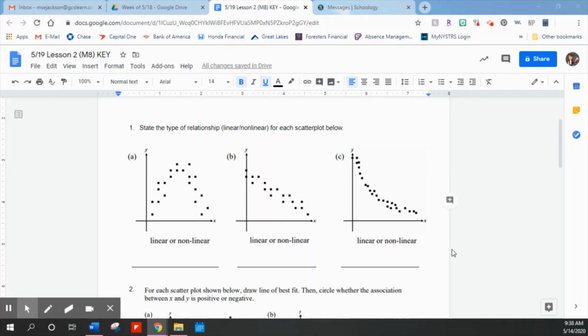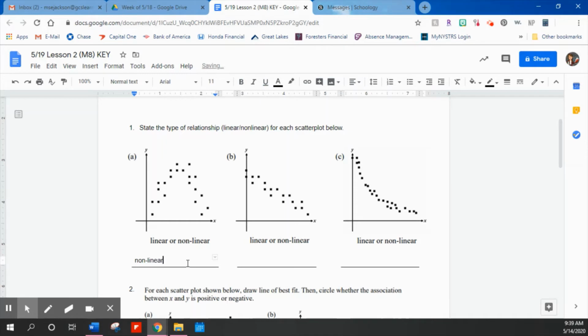So looking at these options here, it says state the type of relationship, either linear or nonlinear, for each scatter plot below. So if there's any type of curve in your data points, that means it would be nonlinear. So let's take a look at letter A. It kind of looks like a mountain, okay? If it's looking like a mountain, that means there's a curve to it. We go up and then we go back down. So that means this is going to be nonlinear.